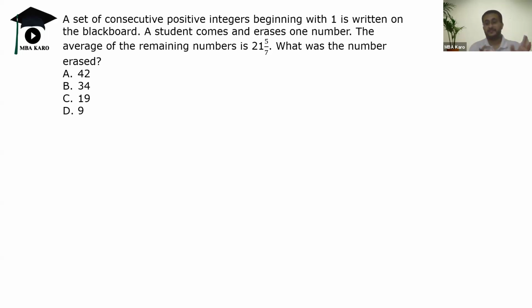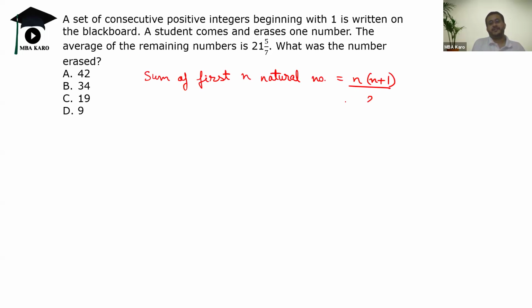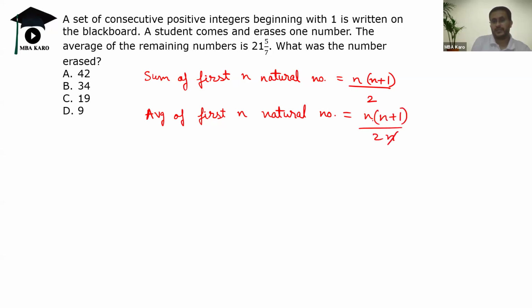And one property that one needs to know is that the sum of the first n natural numbers is equal to n into n plus 1 by 2, right? And if I just say that the average of the first n natural numbers is equal to, see, n into n plus 1 by 2, we divide by n. So n gets cancelled, it is n plus 1 by 2, right?